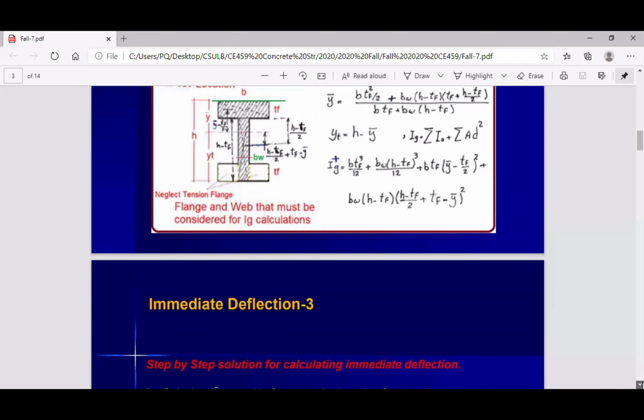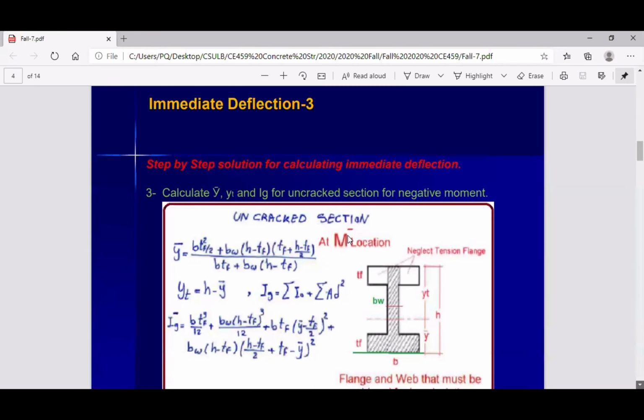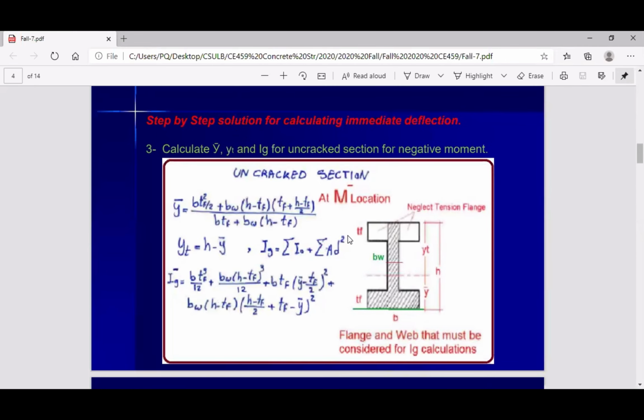Okay, let's go for negative. If we have negative moment and we are going to find y bar and yt, as you can see, the same equation, just you rotate that 180 degree. So this is the base, the distance, this area times this distance, exactly the same as the other one. The second area, this area times center to this part, divided by total area. That's it. But these are for negative moment, and this one is IG for negative moment.